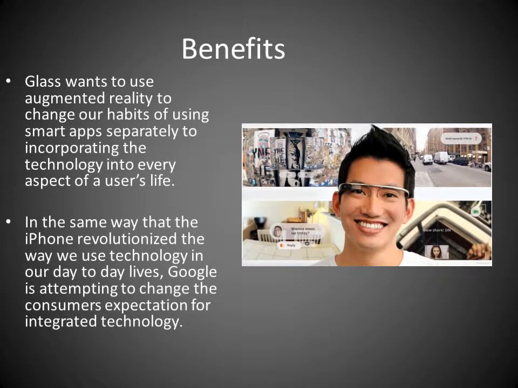Glass is attempting to use augmented reality to change our habits, where we currently use our smartphones and our smart apps separately to gain information to enrich our lives. Glass attempts to intertwine that technology into one of our most basic functions, which is the world that we see. In the same way that Apple used the iPhone to revolutionize the way we use technology, Google's attempting to change the consumer's expectation for how integrated technology in this form of augmented reality can enrich our day-to-day lives.